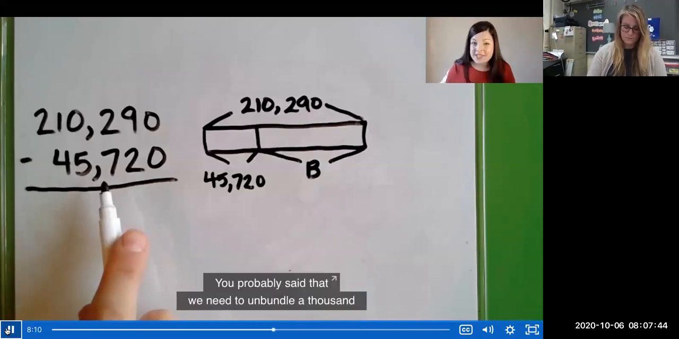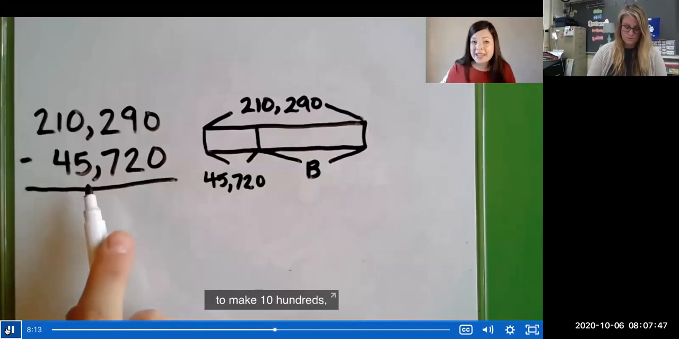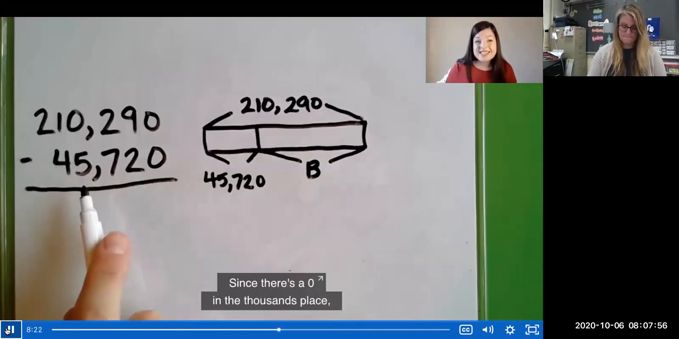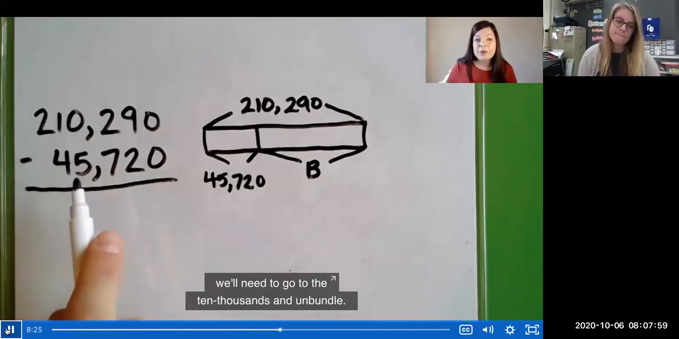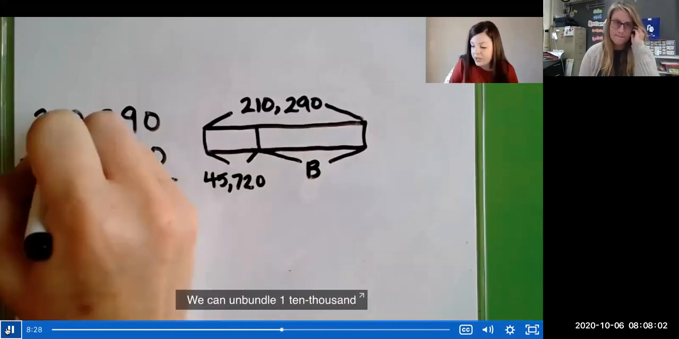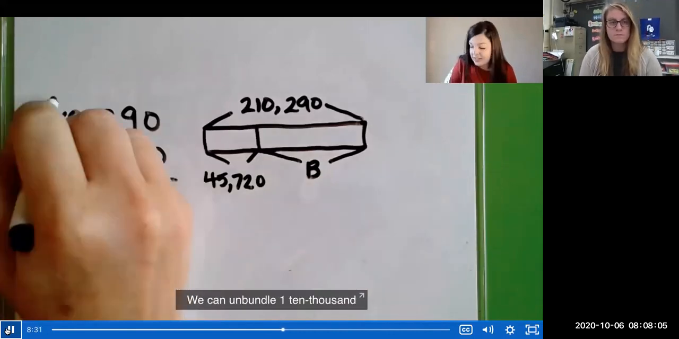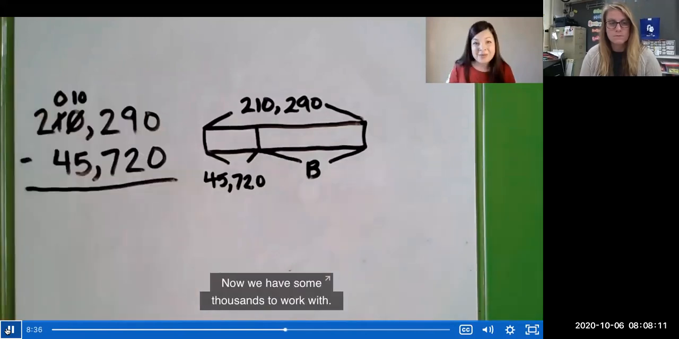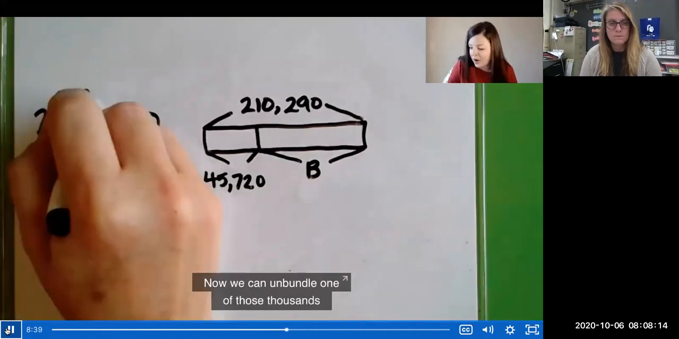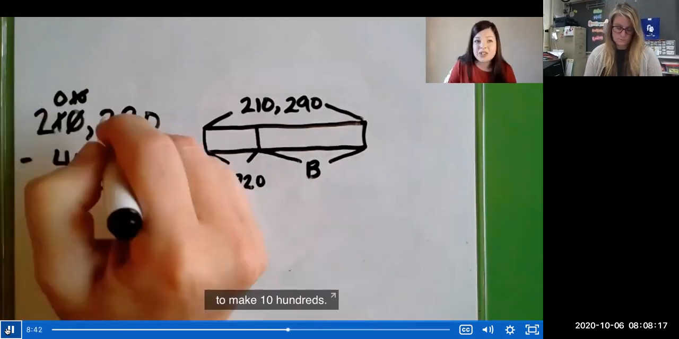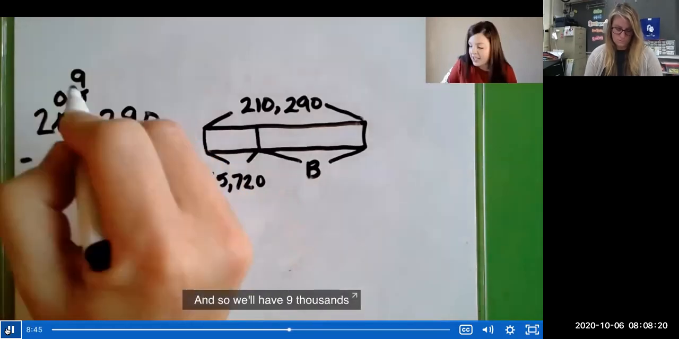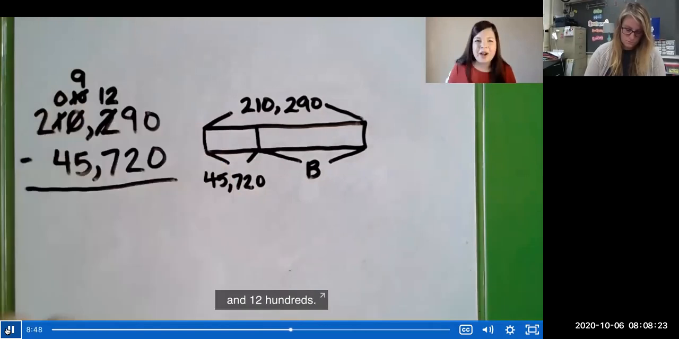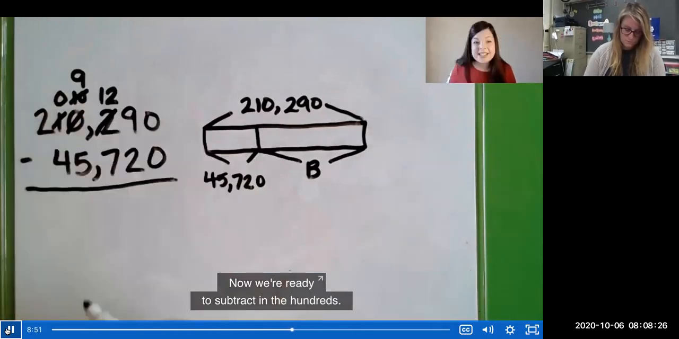You probably said that we need to unbundle 1,000 to make 10 hundreds. But there's a 0 in the thousands place. So what can we do? Since there's a 0 in the thousands place, we'll need to go to the 10,000s and unbundle. We can unbundle 1 ten thousand to make 10 thousands. Now we have some thousands to work with. Now we can unbundle one of those thousands to make 10 hundreds, and so we'll have 9 thousands and 12 hundreds. Now we're ready to subtract in the hundreds.